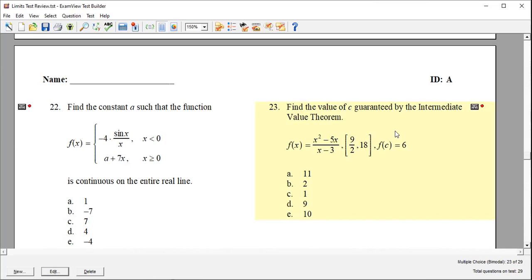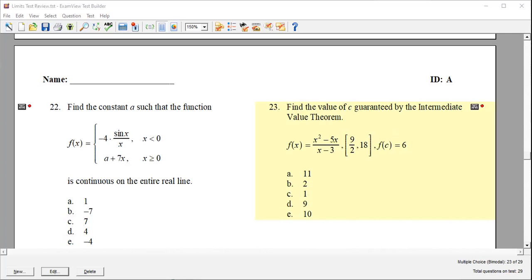All right, guys, listen. Find the value of c guaranteed by the Intermediate Value Theorem. Remember, that was where we were bisecting, cut in half. This is an easy question. It just sounds like it's really hard. So if we look at this, here's your function. Here's the values that they give you, and f of c equals 6. This is the same thing as y equals 6.